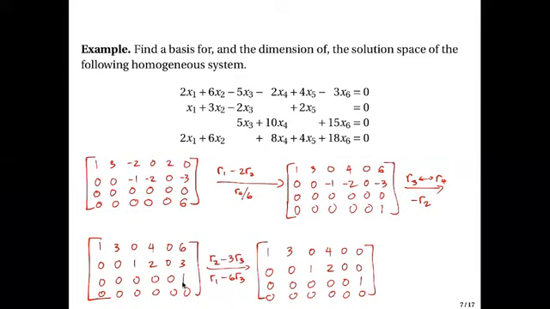This is in reduced row echelon form, as you can see. This is a leading one, all other entries are 0. Here, this is also a leading one, all other entries in its column, to be more precise, are 0. Also this guy here, and also this guy here.